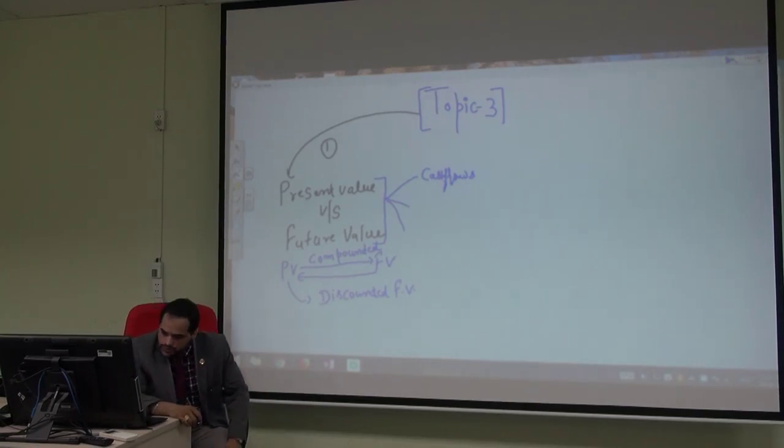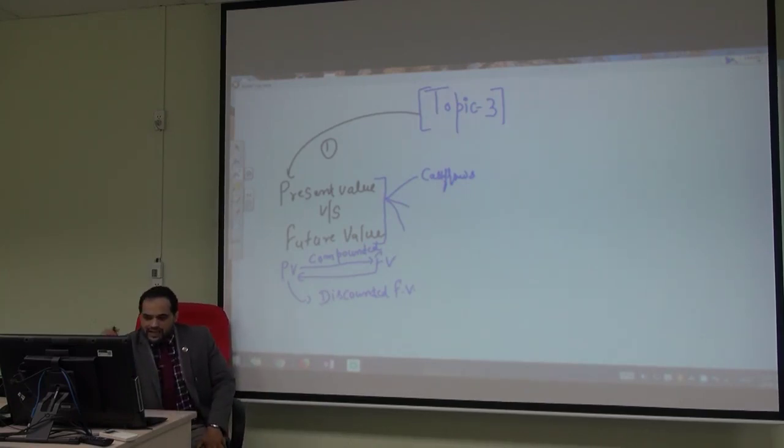Okay, so the second thing we require is interest rates.